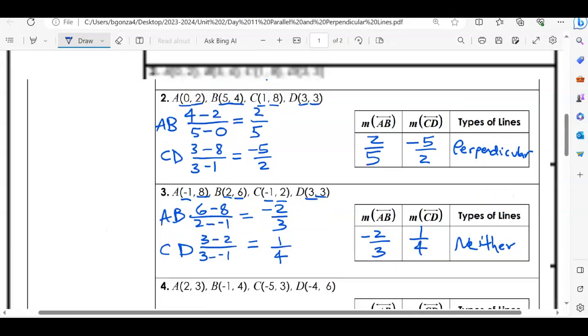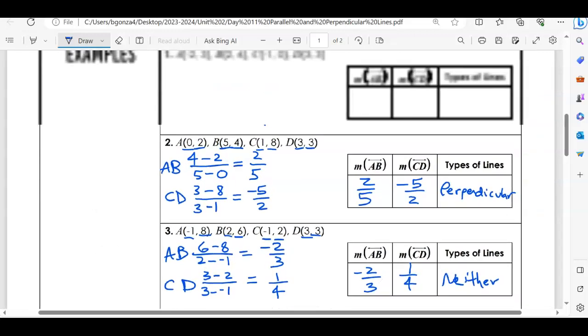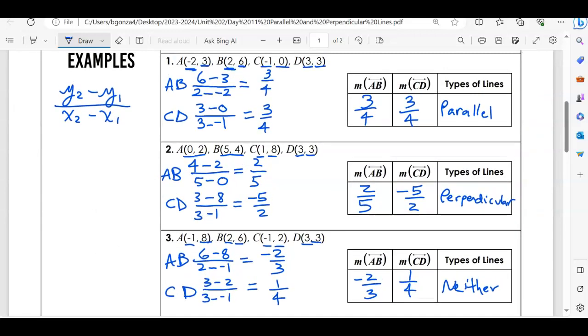Okay? These are the three types of problems you'll see. If they're the exact same, they're parallel. If it's opposite reciprocal, where you change the sign and flip the fraction, that's perpendicular. But if it's not exactly perpendicular and it's not exactly the same, it's neither.